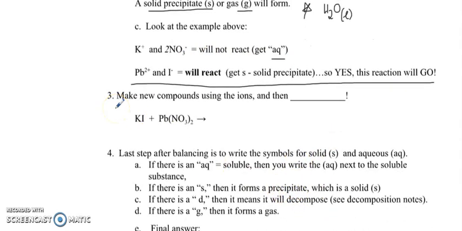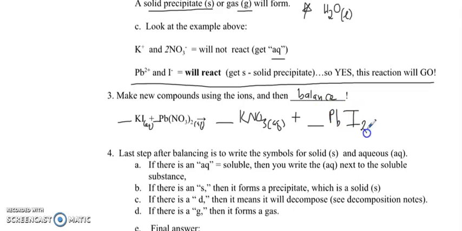So you need to make new compounds using ions and then balance, which we already kind of did. I did those together. So we have KI plus Pb(NO3)2, and remember we said it was an aqueous KI plus an aqueous solution, lead nitrate. Some number of that will give us potassium nitrate, which we discovered from the solubility table is aqueous. That's a 3, sorry. Plus, that will give us lead 2 iodide, which we have discovered is a solid precipitate.